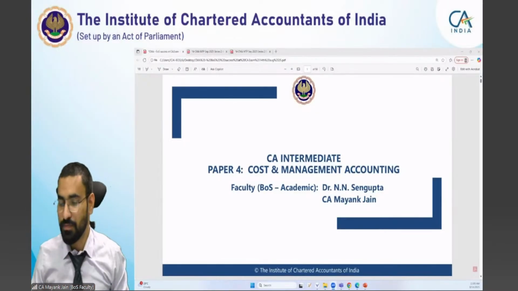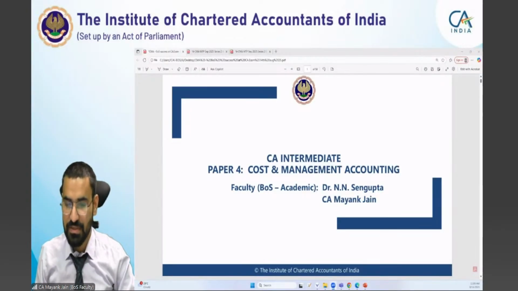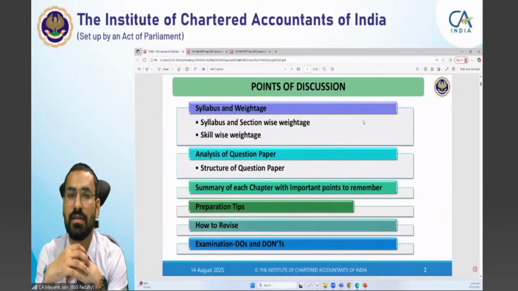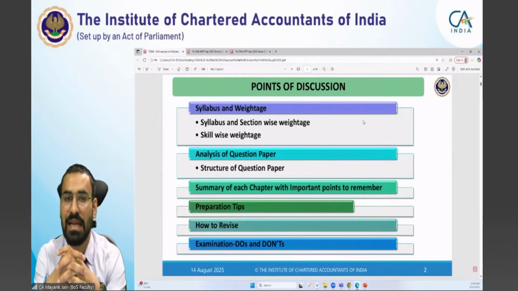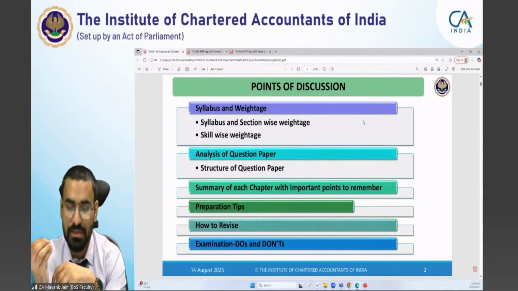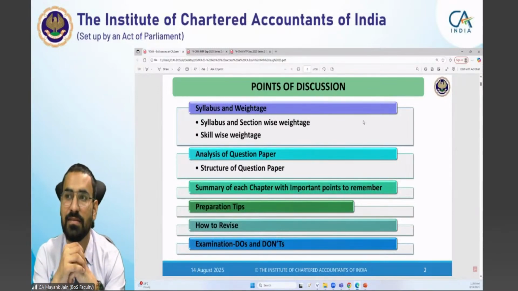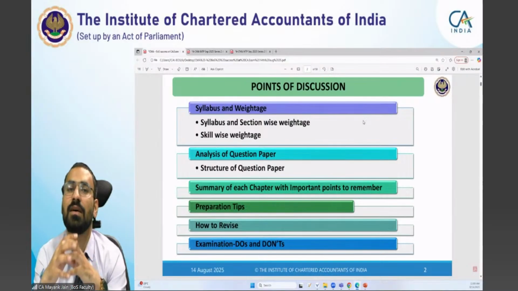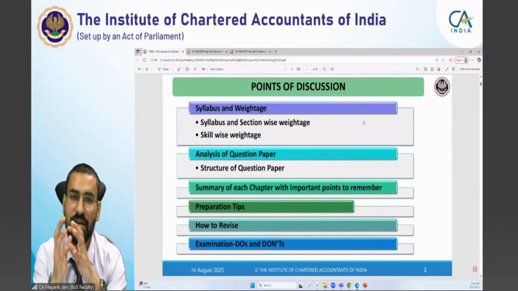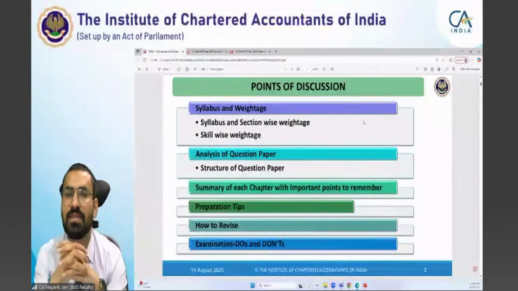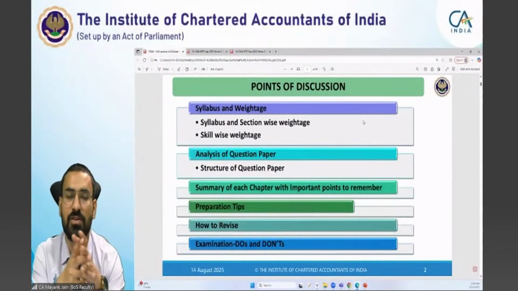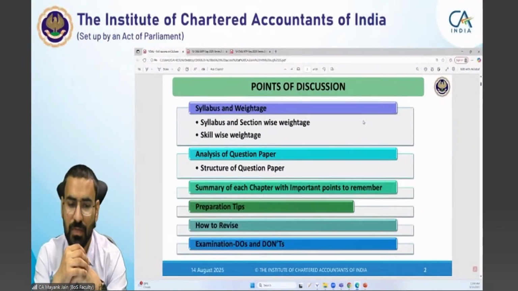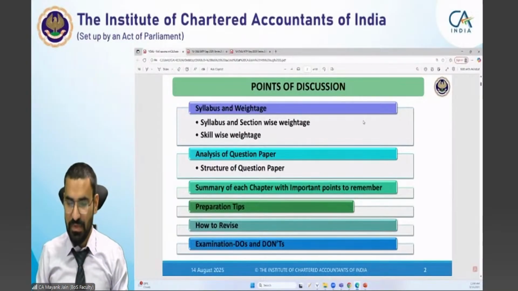So before we begin, we'll tell you the points of discussion for today. Today we'll discuss the syllabus and their weightage and the analysis of the question paper, how the question paper is structured, and a little bit of summary of each chapter, and some preparation tips, how to revise and how to prepare for the examination, and some examination do's and don'ts. And thereafter we'll discuss one or two case scenarios of the second MTP, which you have hopefully gone through. So we'll start with the weightage.